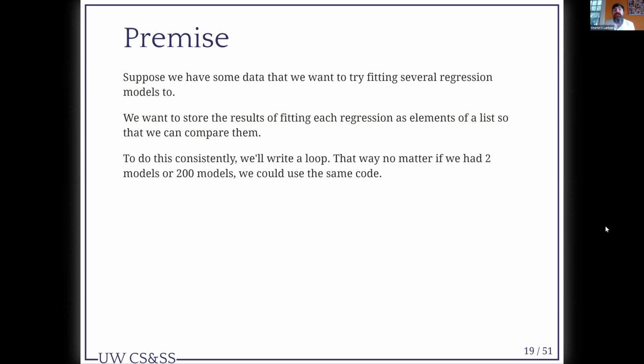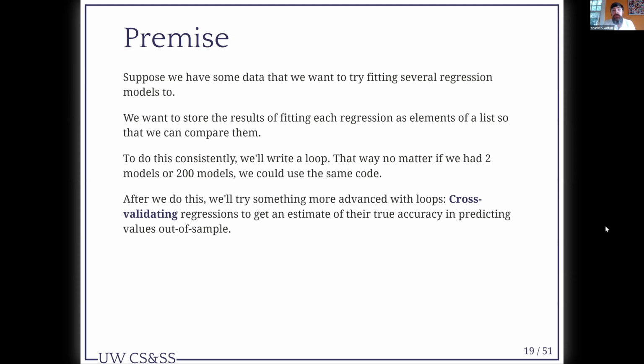Okay, so to do this consistently, we're going to do a loop. The nice thing about doing this with a loop is that if we have 2 models, we write the code one way, and if we have 200 models, we can use the same code. It will scale regardless of how many models we have. The code I'm going to show is for 4 models, and then later I'm going to show cross-validation with it. But if you had 1,000 models, you wouldn't have to change a letter of the code. It would just work.